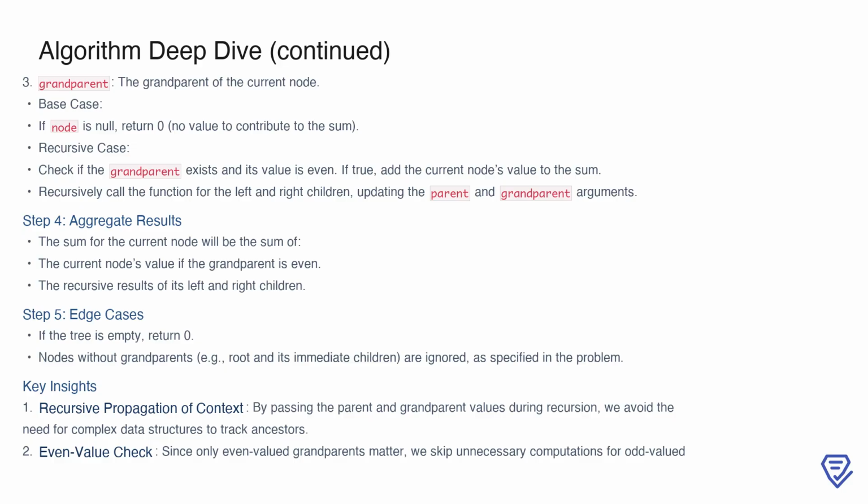In the recursive case, we check if the grandparent exists and whether its value is even. If both conditions are true, we add the current node's value to our sum. Then, we continue the recursion for the left and right children of the current node, updating the parent and grandparent values as we go.